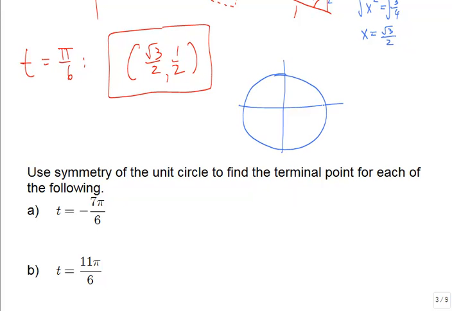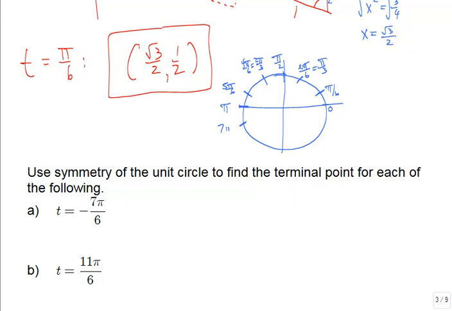So if we think about 0 is right here, pi over 6 would be right here, 2 pi over 6 reduces to pi over 3, and that's equivalent to 60 degrees. 3 pi over 6 is pi over 2. 4 pi over 6 reduces to 2 pi over 3. 5 pi over 6 is right here. 6 pi over 6 is pi.